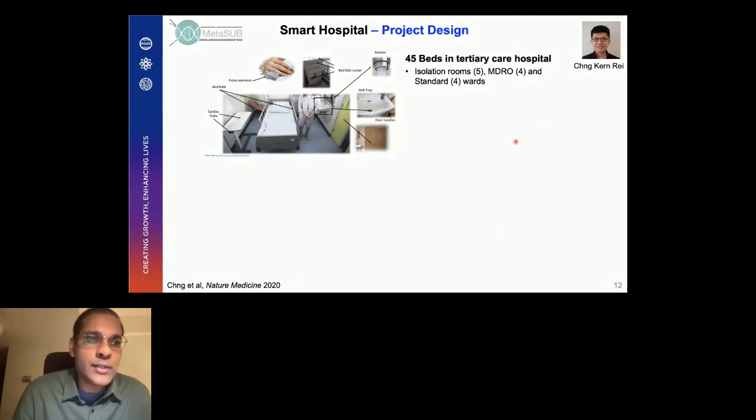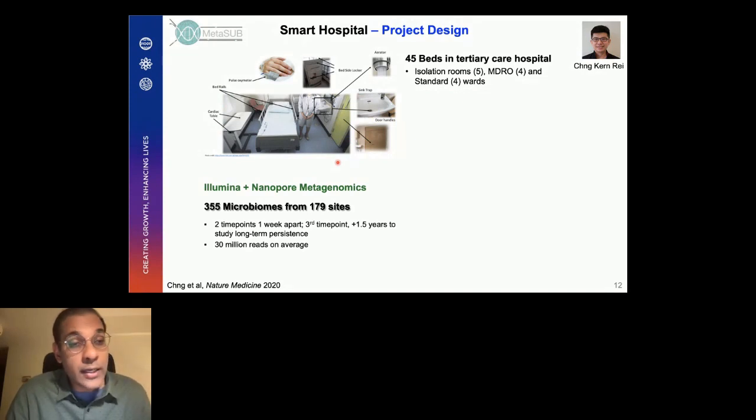The project design involved selection of various hospital wards, all the way from isolation rooms where only a single patient is warded, to standard rooms where there are many patients, as well as MDRO wards where patients who are colonized by MDROs, or multi-drug resistant organisms, are warded. We selected sites which are typically high-touch sites or sites of concern for infection control, such as sink traps and sink basins. We used a combination of Illumina as well as nanopore metagenomics to intensively interrogate the metagenomes in about 179 sites and 355 microbiomes, where we had 2 time points from each site initially, and then a third time point that came more than a year later.